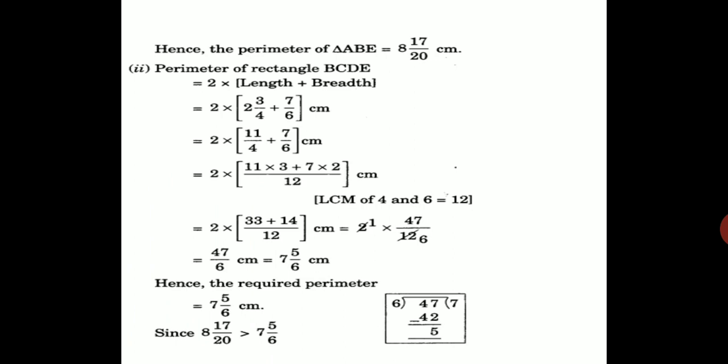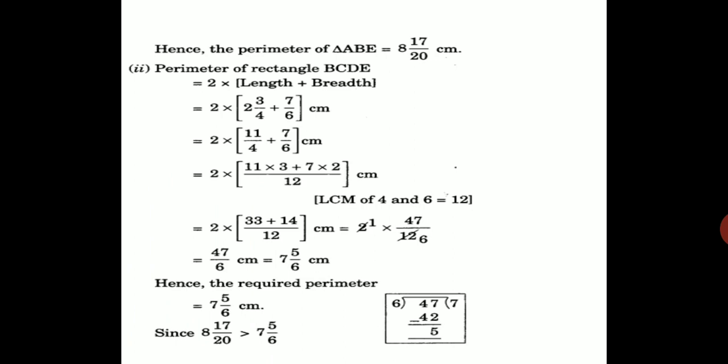Now we will do the addition. 33 plus 14, what is the answer? 33 plus 14 is 47. And here down, 2 and 2 will be cancelled. So it becomes 47 by 6. Now we are converting 47 by 6 into a mixed fraction. It becomes 7 5 by 6. Again the formula for this is Q R by D, quotient, remainder upon divisor.